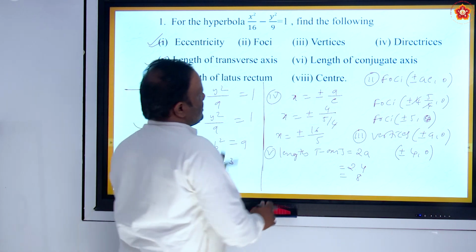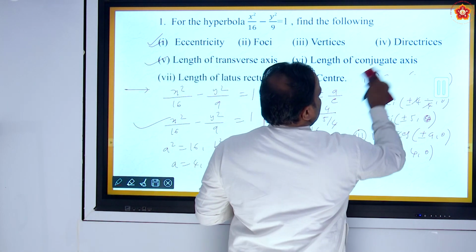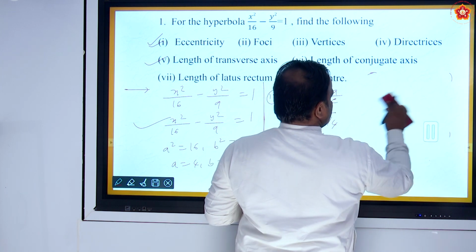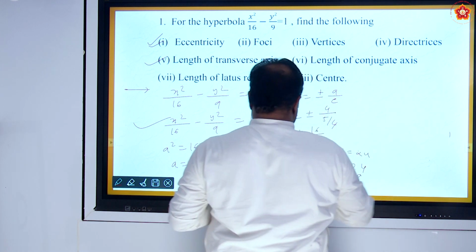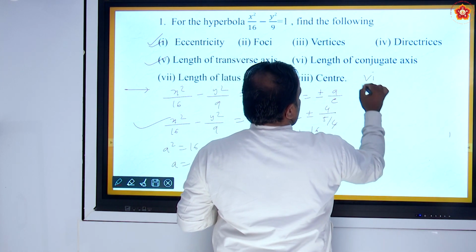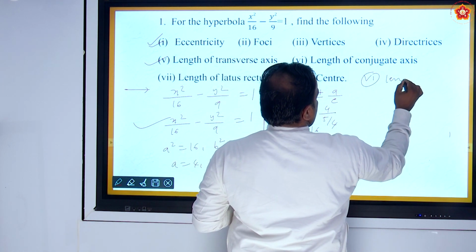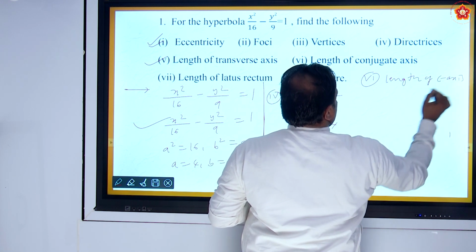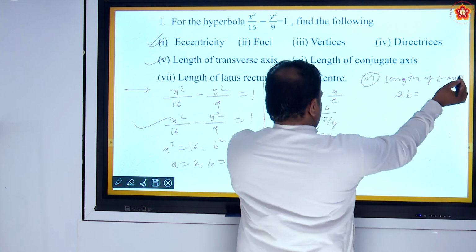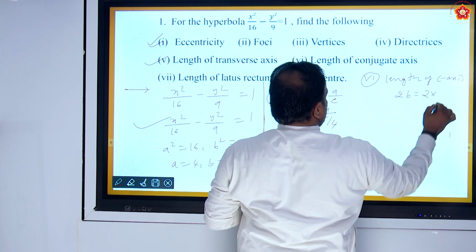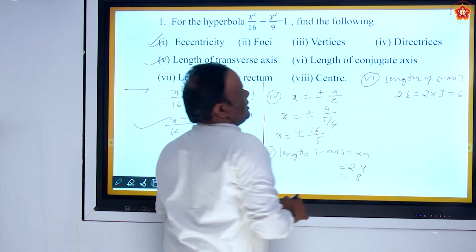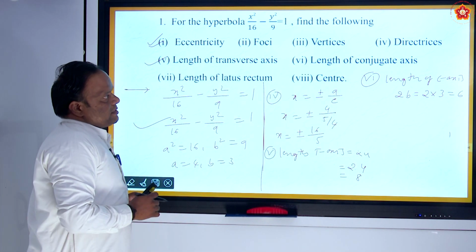What is the length of the conjugate axis? The next one is the length of conjugate axis. The formula is 2b. So the length of conjugate axis is equal to 2b, equal to 2 into b, which is 3. 2 threes are 6. The length of conjugate axis is 6.